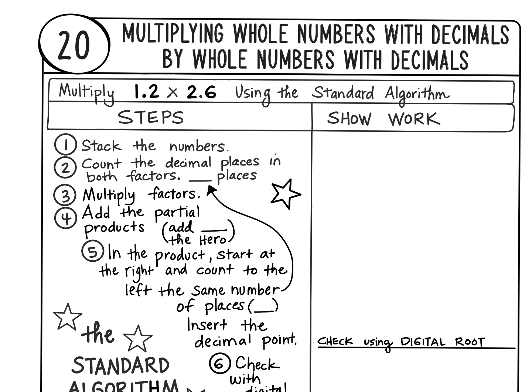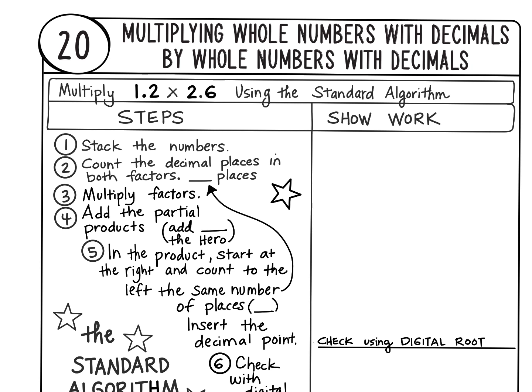So the first thing that we're going to do, just like yesterday or the day before, is we're going to stack our numbers. We always look at our digits and we stack our digits up. We do not line up the decimals. So we're going to stack our numbers off to the side. As we go through the steps, I'm going to work that part of the problem to the right as well.